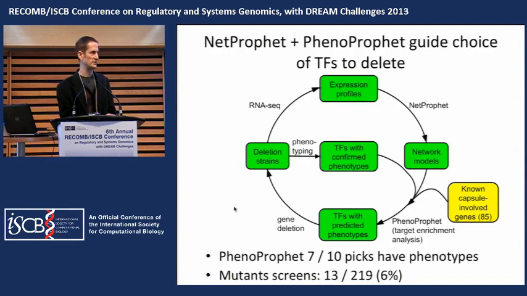Those transcription factors whose targets were most enriched for genes involved in capsule were then deleted again, and the process was repeated. We call this method of identifying predicted capsule-related genes phenoprofit, and it predicted 10 top transcription factors, of which 7 proved experimentally to have capsule-size phenotypes. Now, for comparison, there have been several previous mutagenesis screens, both random and directed, that identified 13 other transcription factors involved in capsule out of a total of 219 transcription factors.